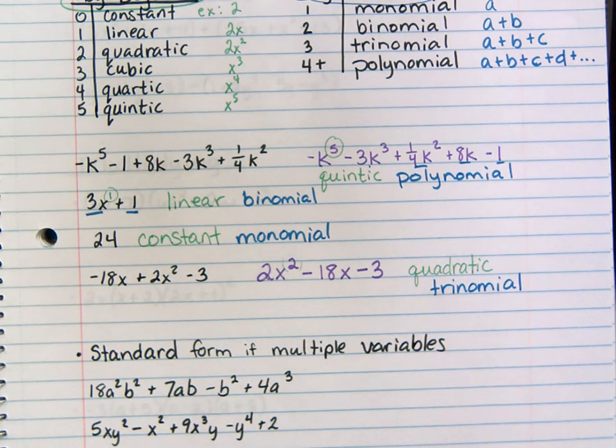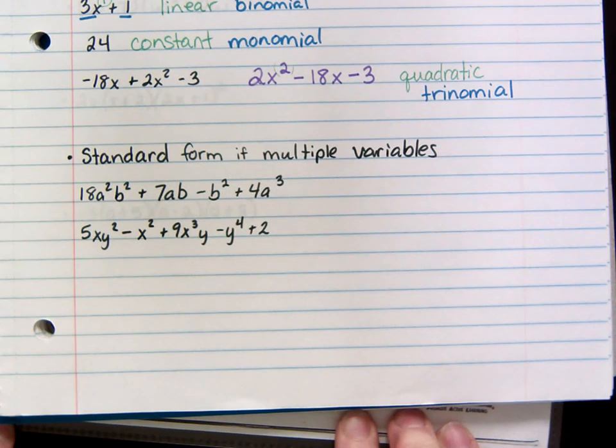Now, one more thing. Let's say it has more than one variable, like these 2 down here. I'm not going to ask you to classify them by degree or by terms, but I will ask you to put them in standard form. If there is more than one variable, you want to use the exponents for the variable that comes first in the alphabet.